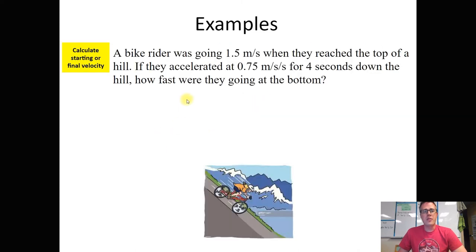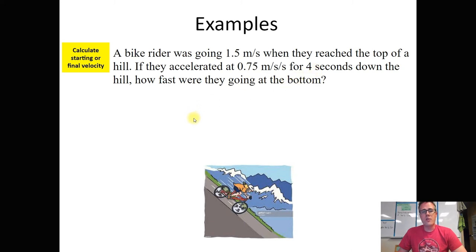Now let's try the most challenging type of question that we're going to do in this class. In this question, our job is going to be to figure out the final or starting velocity. They're giving us everything else. So they're telling us a bike rider was going 1.5 meters per second when they reached the top of a hill. Then they accelerated at 0.75, and they did that for 4 seconds.